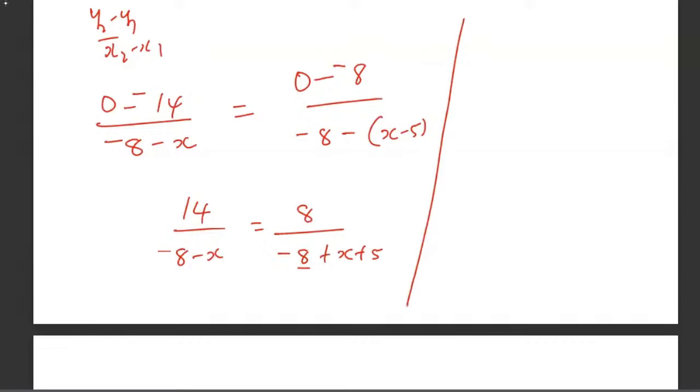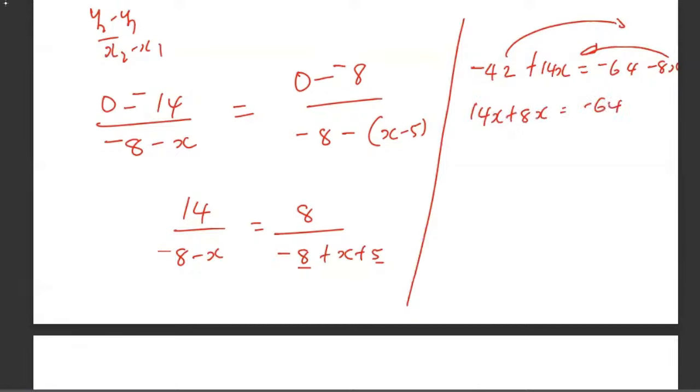So I know that a negative 8 and a 5 is going to get negative 3. So which is going to be negative 42 plus 14x is equal to 8, and that is negative 64 minus 8x. Then let's transpose the x's. Let me move the 8 that side. Let me move this number that side. So it's going to be 14x plus 8x is negative 64 plus a 14. So 22x is equal to negative 64. Okay, so negative 64 plus 42 is giving me a negative 22.